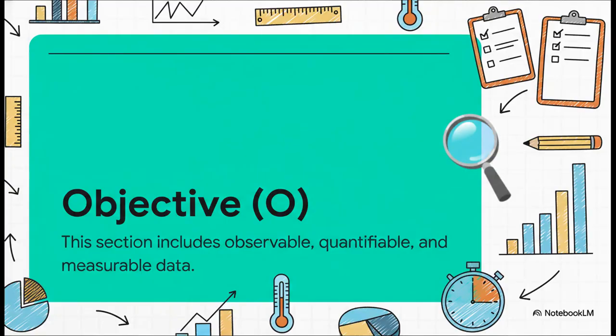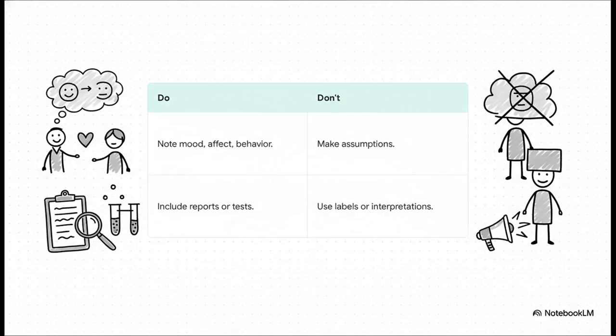All right, next is O for objective. This part is all about observable, measurable data. So, stick to what you can actually see and measure. No assumptions or labels here.